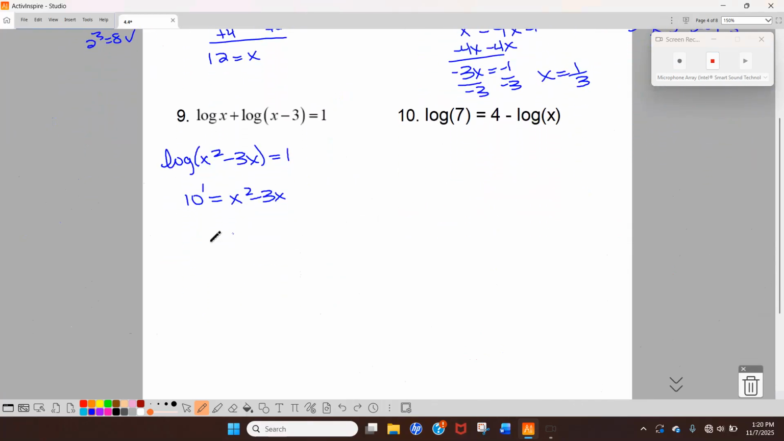All right, so now we're essentially solving a quadratic. So we're going to subtract 10 from both sides.